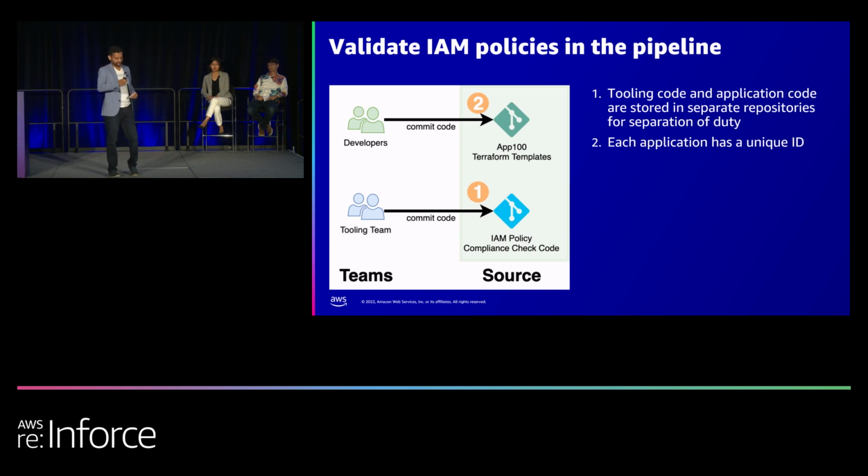So looking at the board, we have a couple of diagrams here. We have a tooling team and a developers team. The tooling team is what we call Guardian, ReArc, and AWS combined together to create the tool. So the tool that we're talking about is created by the tooling team. After developing the tool, we check it into an IAM compliance policy check code repository, and that is where the tool resides. That's where the bits of the tool are.